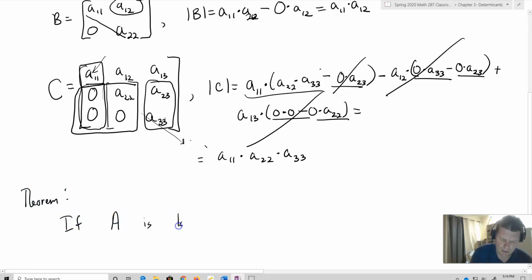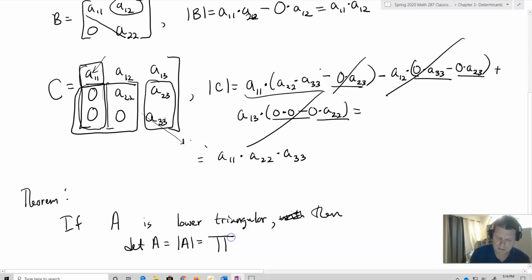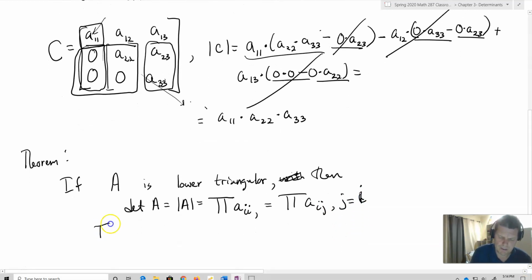If A is lower triangular, then the determinant of A, written as det(A), is simply going to equal the product, this sign means multiplication, of the a_ii's, or the a_ij's with j equal to i. It's just going to be the multiplication of the diagonal, in other words, the product of the diagonal.